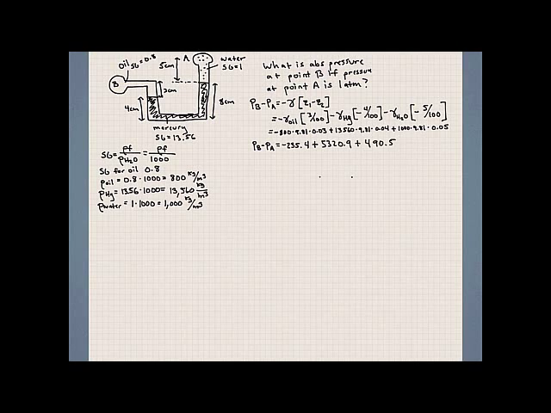So let's continue here. Let me add these numbers together. So this is plus 5320.9 minus 235.4. So the pressure difference between B and A is 55.76 pascals.